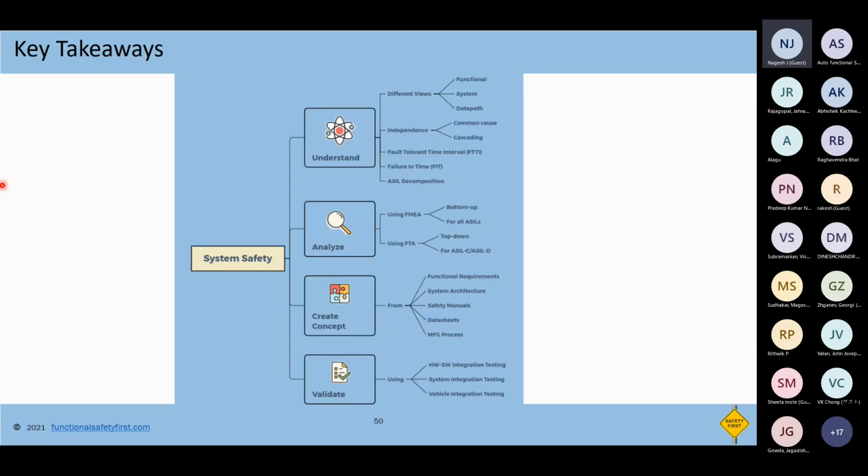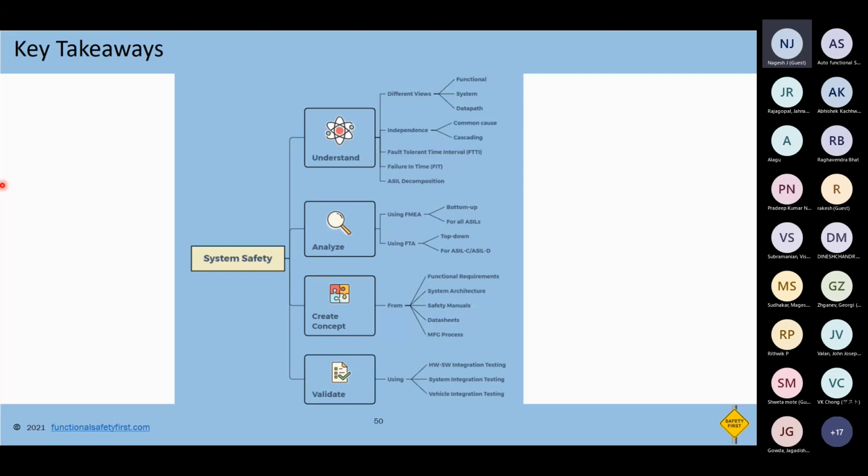When you are starting to create the concept, you need to look at all the aspects that we covered previously, as well as the functional requirements, the system architecture, the safety manuals that are coming for the microcontroller and the peripherals, the data sheets, and the manufacturing process. Because as I said, safety is not just restricted to system, hardware or software, but it is an end-to-end system. So you need to think about the manufacturing aspect as well. That is how you create the concept.